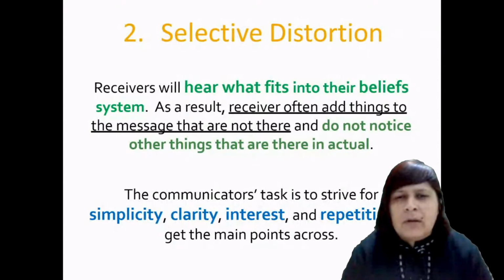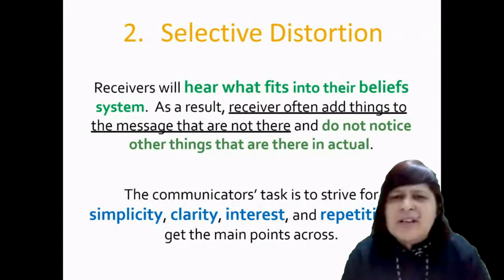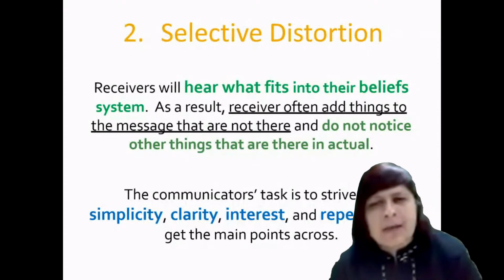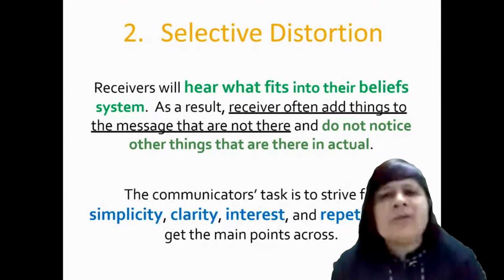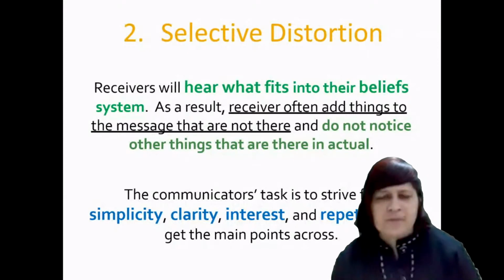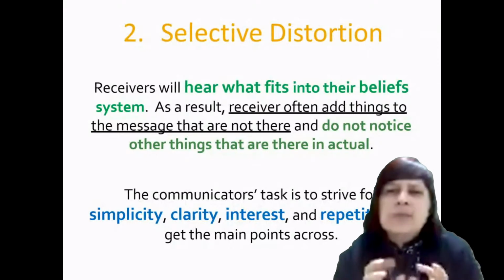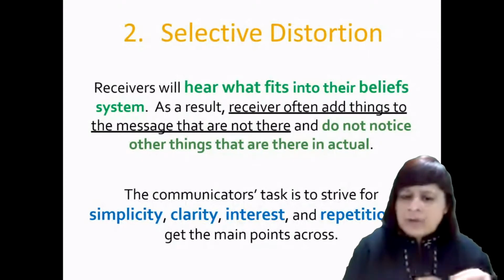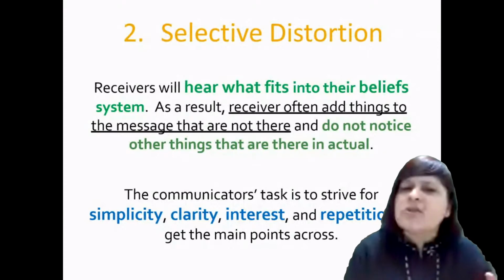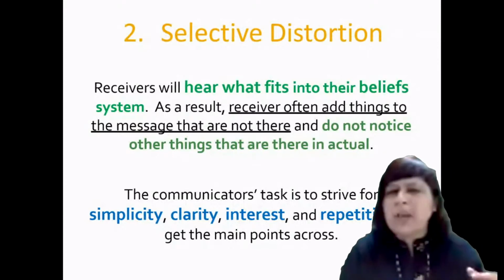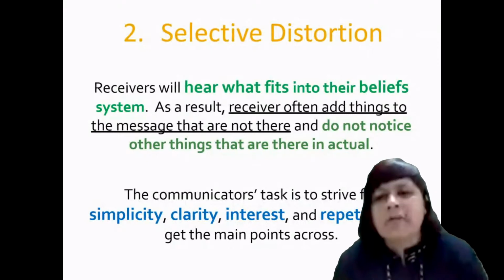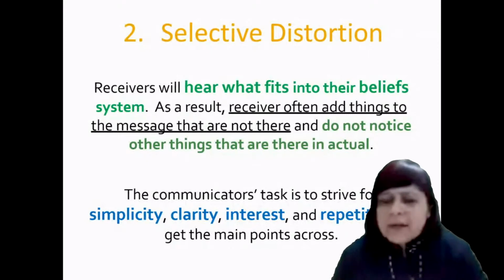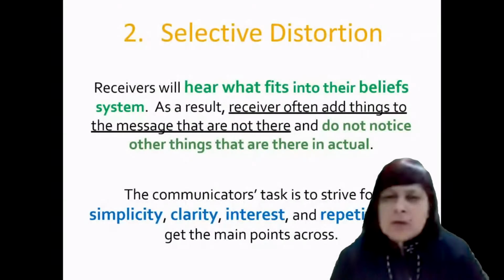Never use words which have double meanings. Never use semantics. Semantics means words or phrases which have double meanings. So it is very important. It is the job of the communicator that the message should be simple, clear, and interesting, and repetition should be there so that they can get the main point across. What is the main point? What is the focus point of the communication?